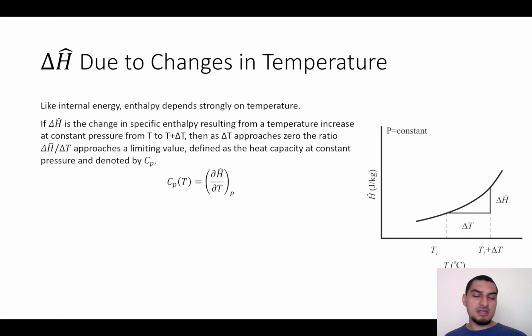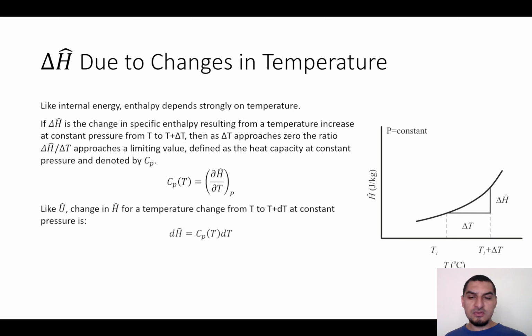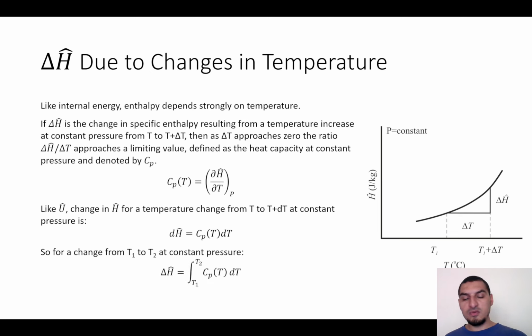And this is the only difference. Everything else is going to be the same. If you are interested in getting the delta H or dH, it's going to be Cp dT, and of course Cp is a function of temperature like Cv as we saw last time. And if we want to get the change in enthalpy, we will do the integration between T1 and T2, and this is how we get the change in enthalpy from T1 to T2.